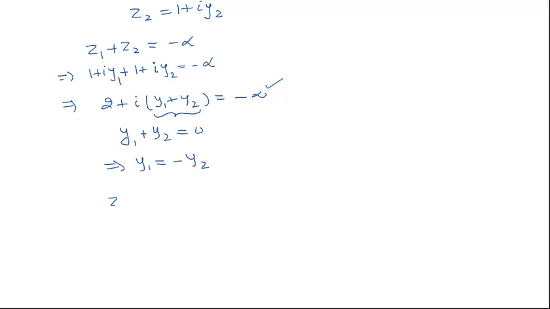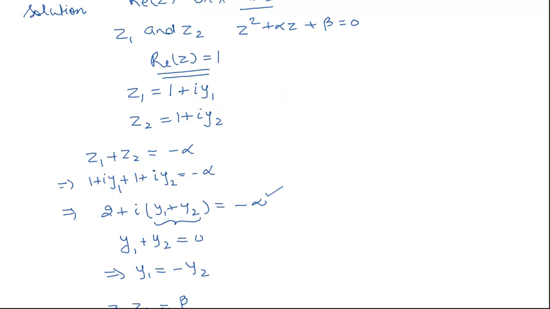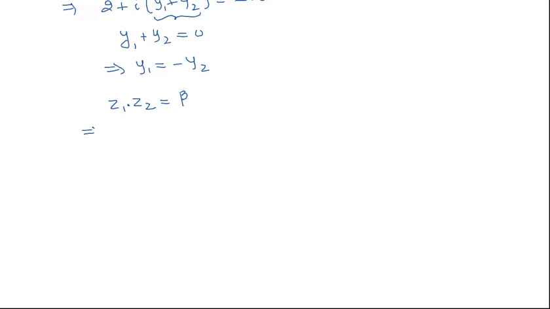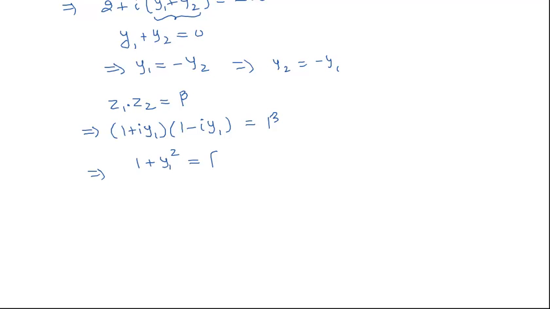Now we can say that z1 times z2 will be equal to beta, because whenever we have quadratic equation of form ax square plus bx plus c equal to 0, and if alpha, beta are the roots, then the product of roots equals c by a, that is the constant term divided by the coefficient of x square. So that will be (1 plus iota y1) times (1 minus iota y1), because y2 was equal to minus of y1, and that is equal to beta. On expansion we will be getting 1 plus y1 square is equal to beta.